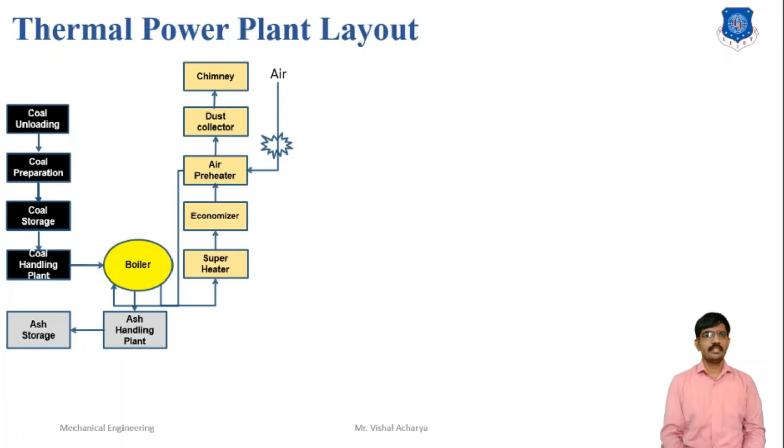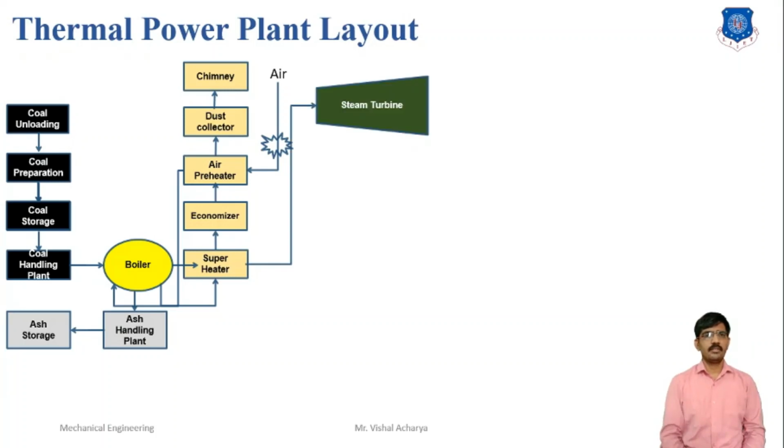Our next circuit is the steam and feed water circuit. In the boiler, water is converted into steam. Higher pressure and higher temperature steam is required in the thermal power plant. So we transfer the wet steam to the superheater. The superheater converts wet steam to superheated steam. The superheated steam is passed through the steam turbine.